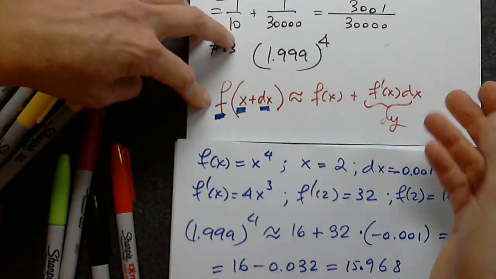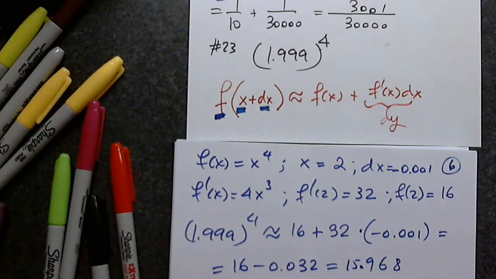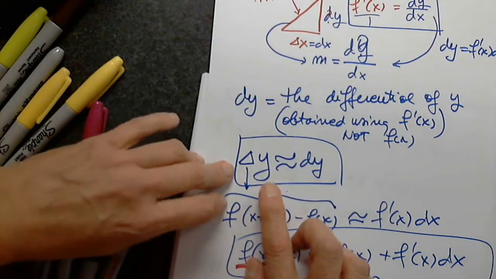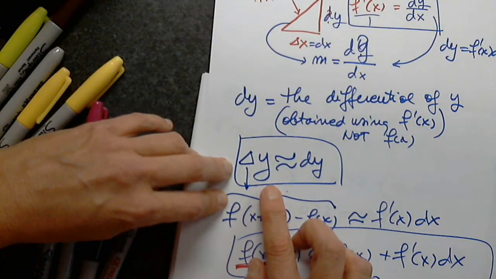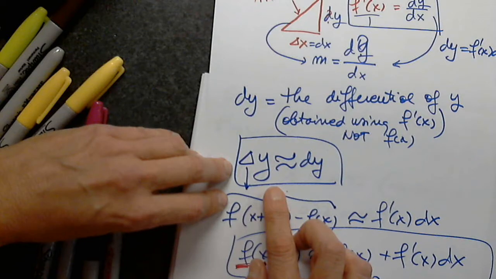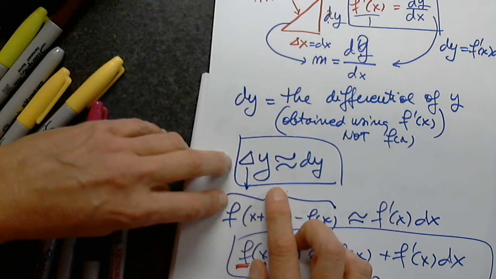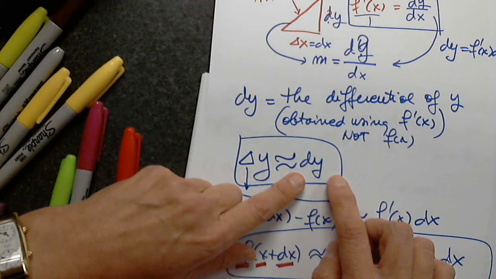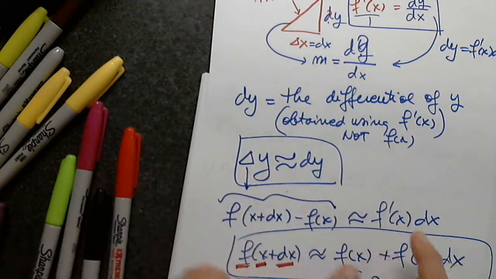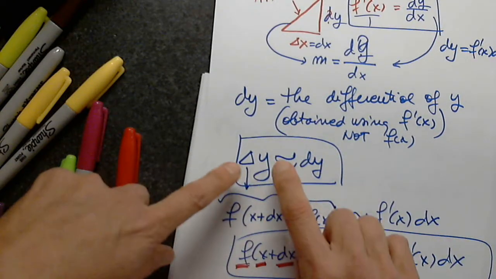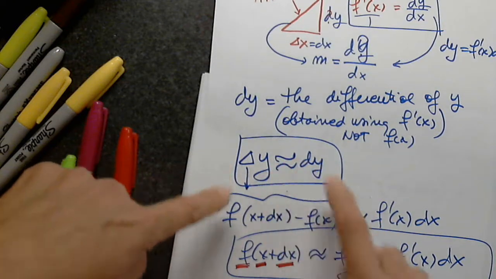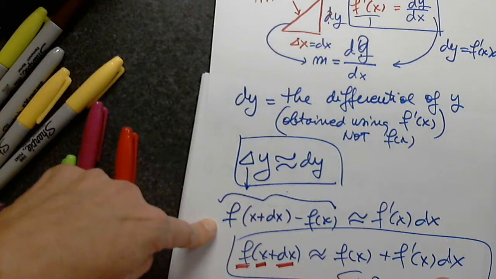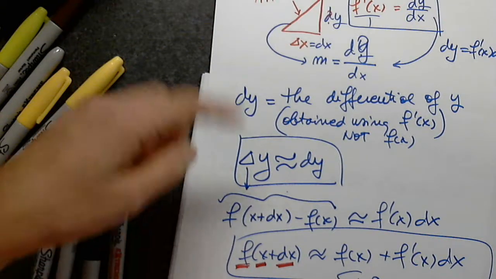And the right-hand side comes from this very important concept, that the actual change in y triggered by a small change in x is approximately the differential of y. But the differential of y is this piece. The actual change is this. All we did, we moved f of x to the other side to get this. Was that the question? Yeah.